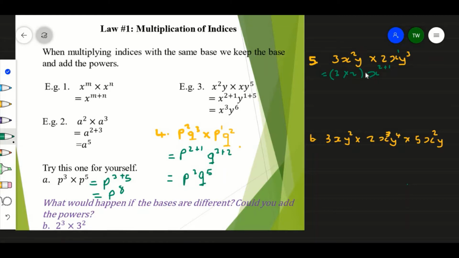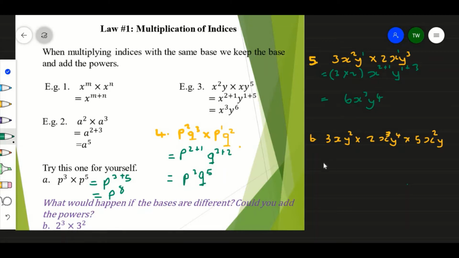Then I'm going to keep my y. And then remember, y by itself here means y to the first power. So I'm going to add the index, which is 1 plus 3. And I can quickly simplify this to be 3 times 2. That's going to give me 6. And x, 2 plus 1, that's going to give me 3. So it's x to the third power. And then y to the 4th power, because 1 plus 3 is just 4. So that's your final answer there.